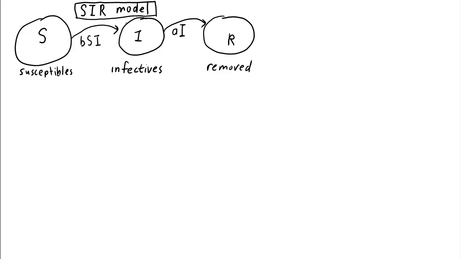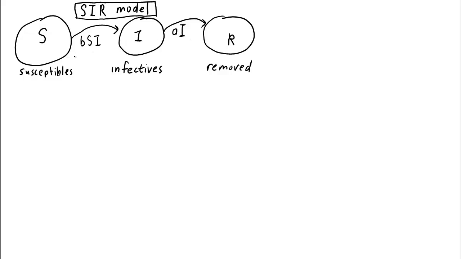The SIR model is a model of an infectious disease with three different stages. We have people that are first susceptible, and then they become infective, which means they can infect other people, and then lastly they become removed when they get over the disease and they can't get the disease again, or die, or whatever it is. This model has three state variables: S for the number of susceptibles, I for the number of infectives, and R the number of removed.